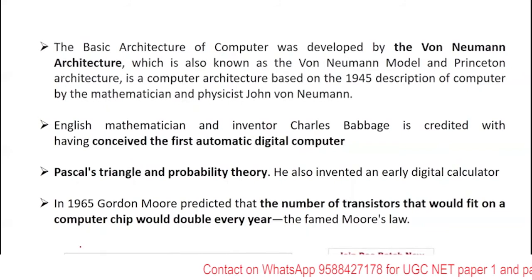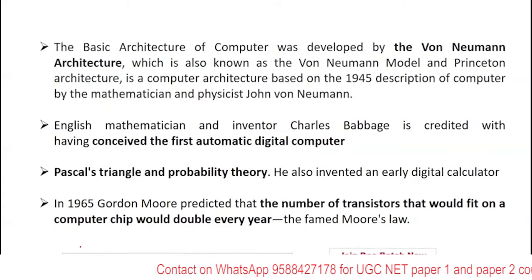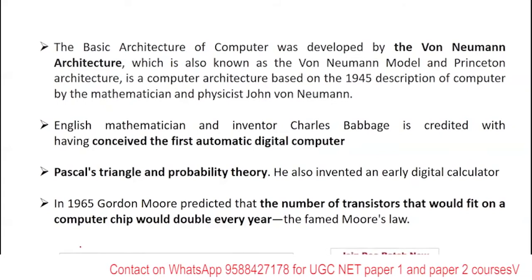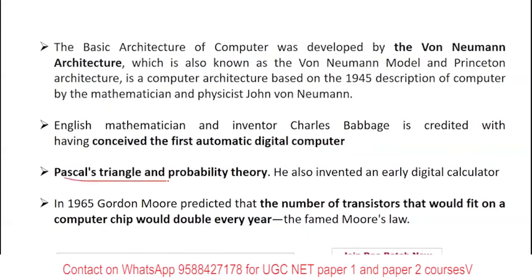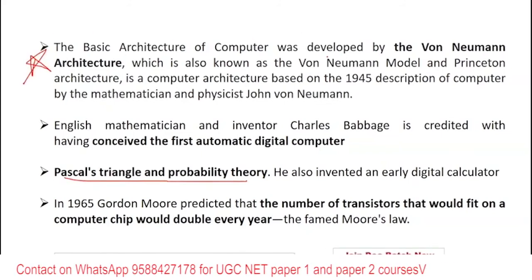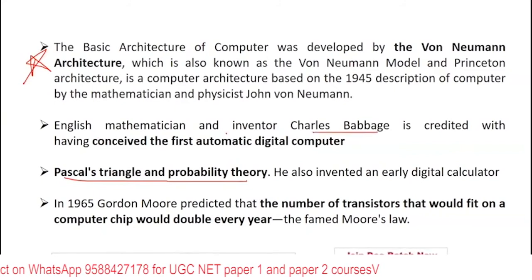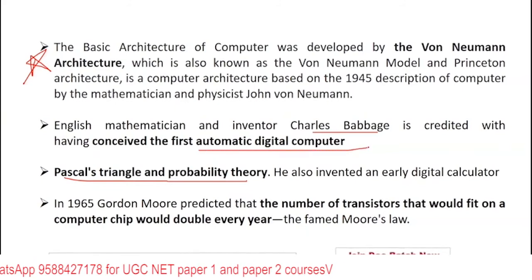English mathematician and inventor Charles Babbage is credited with having conceived the first automatic digital computer. Pascal's triangle and probability theory. As I said, there was a question based on this. So you can see the connectivity is not there, because the question was who developed the basic architecture of the computer. But these were the names. Charles Babbage is an English mathematician and inventor, credited with the first automatic digital computer.